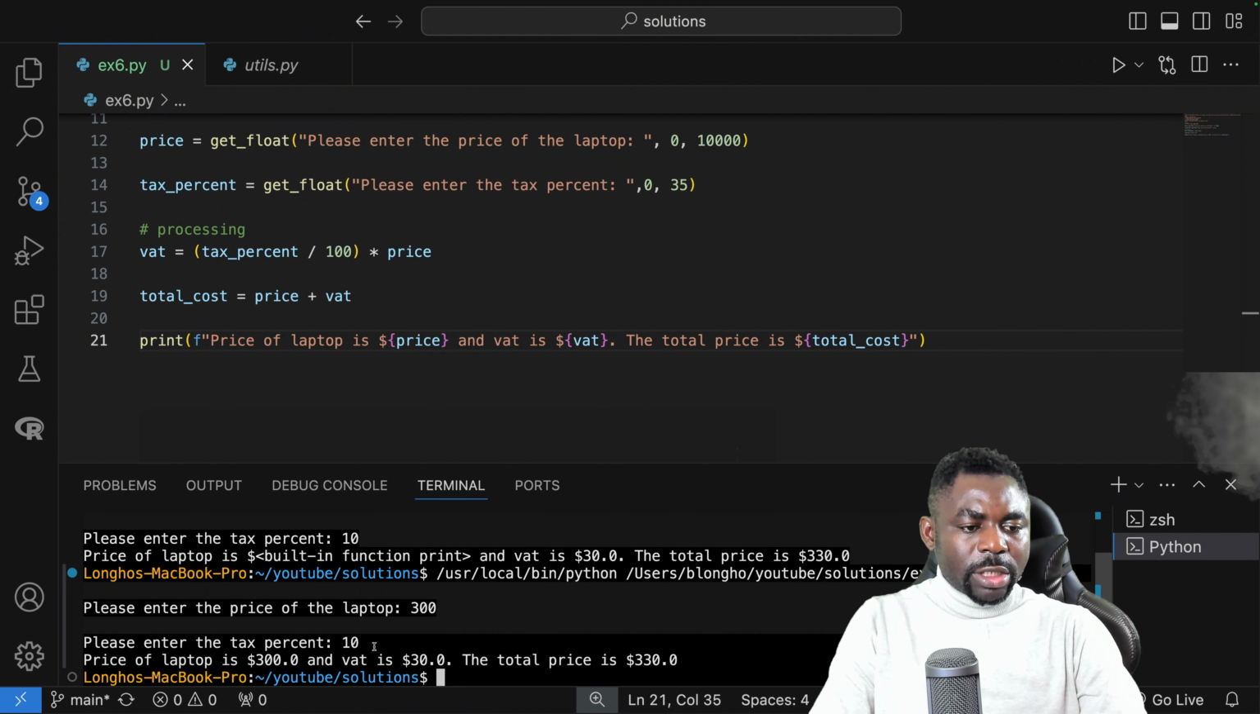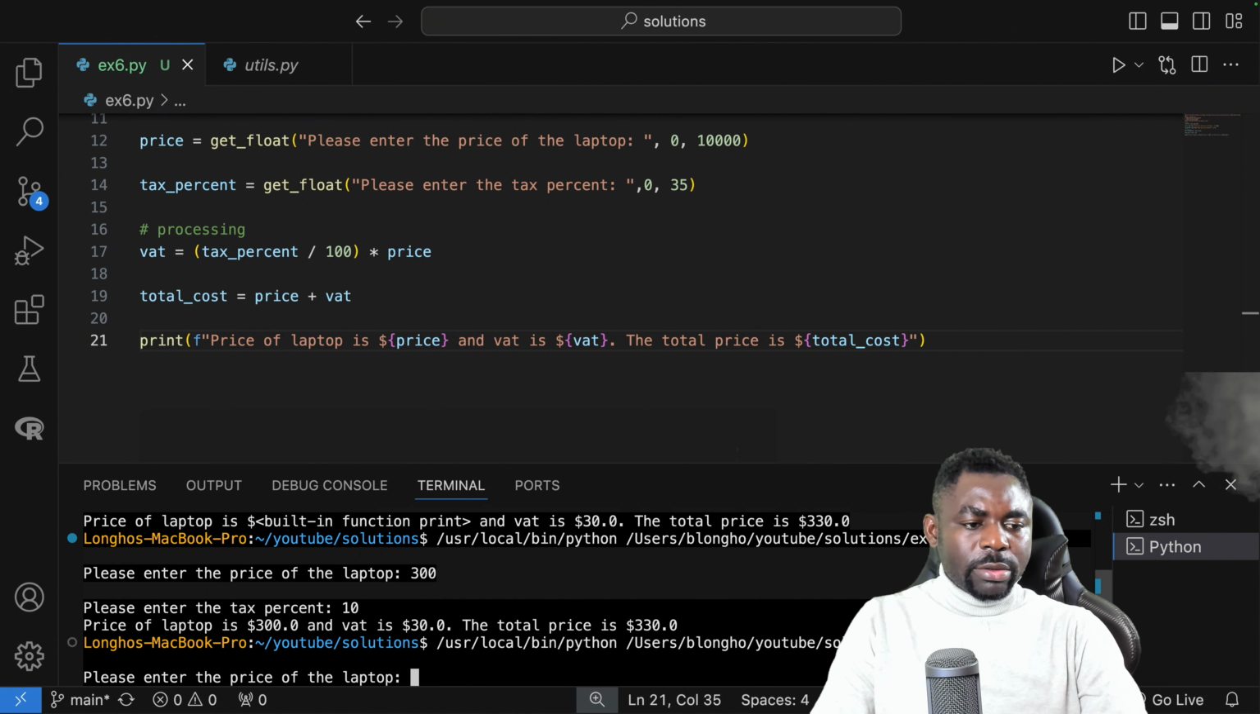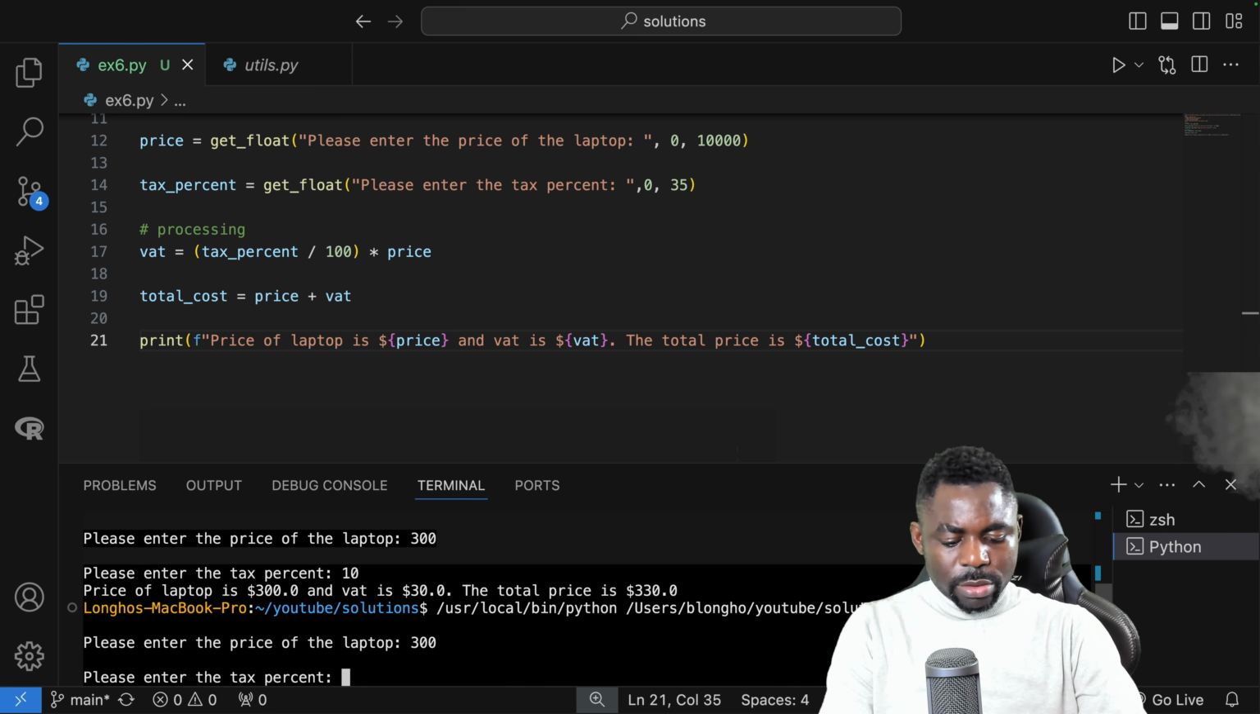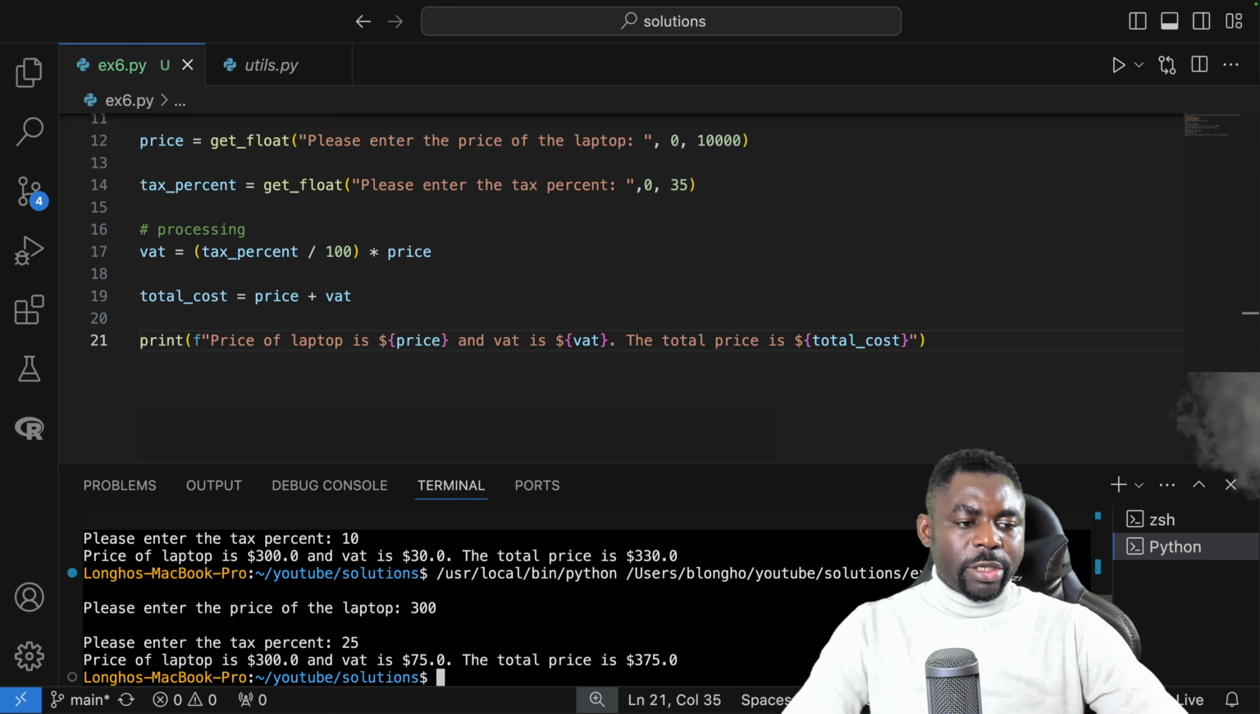Price of laptop is 300 and VAT is 30. The total price is that. In Sweden, this price will be different, because it's 25% that people pay for VAT in Sweden.